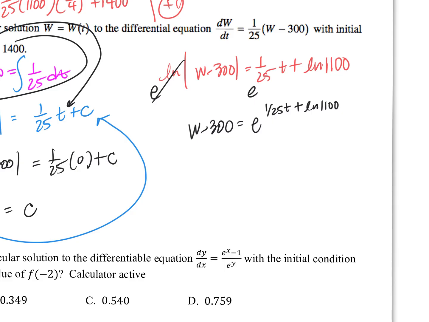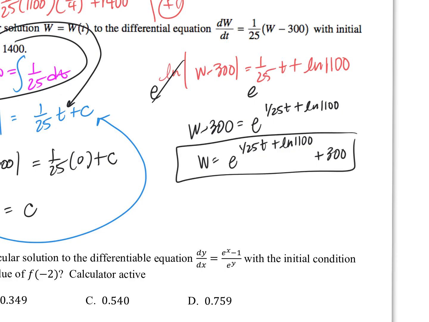What do we need to do to get w by itself? Yeah, you guys, we could say e to the 1/25th t plus ln of 1100, outside my exponent, plus 300. You could write it that way. How else could you write it? Since e to the ln of 1100 is 1100, that 1100 would become my coefficient. So it could be 1100 e to the 1/25th t plus 300.